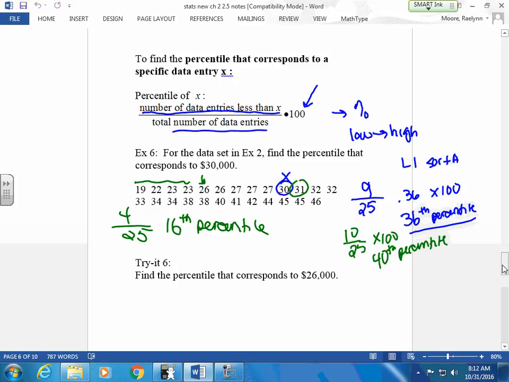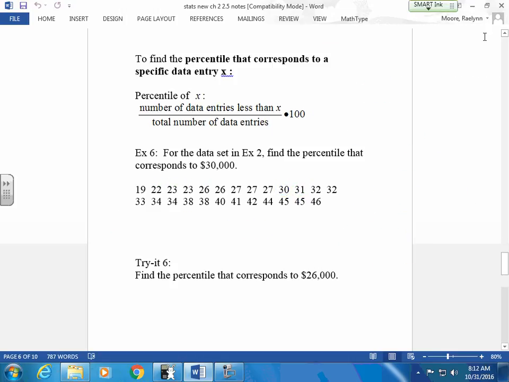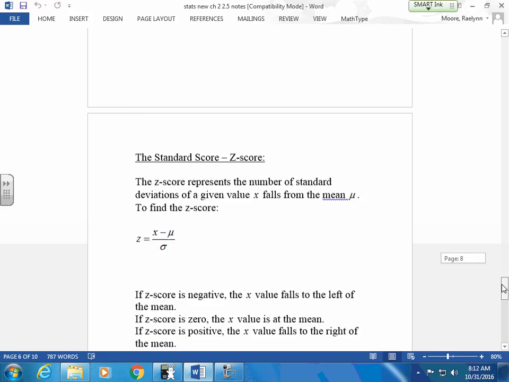Just take the first one, count how many come before. So all you have to do for percentile. That's about as exact as we're going to get on that.